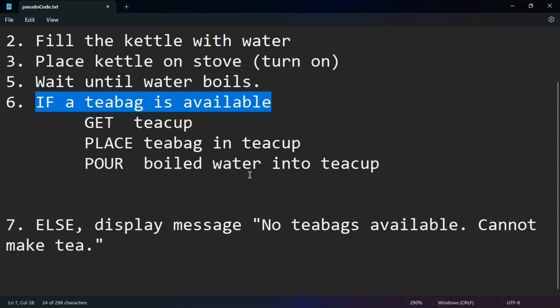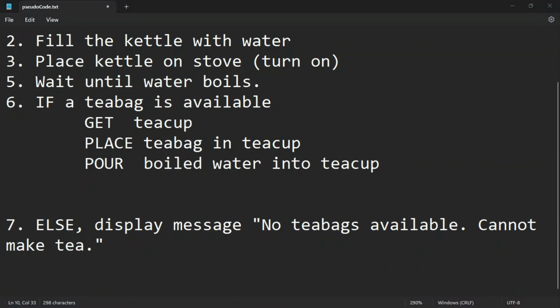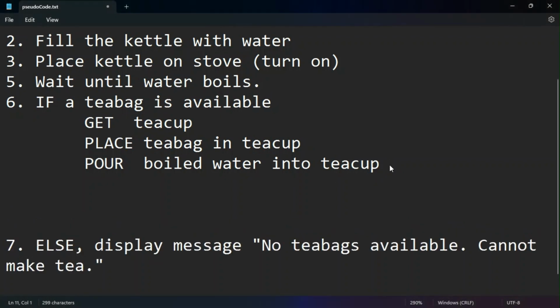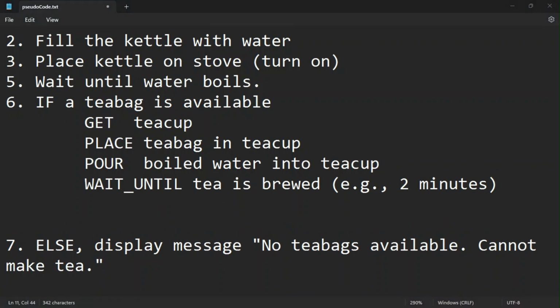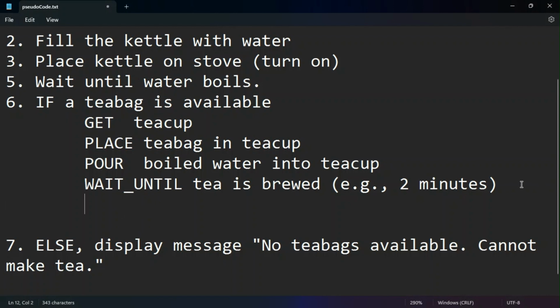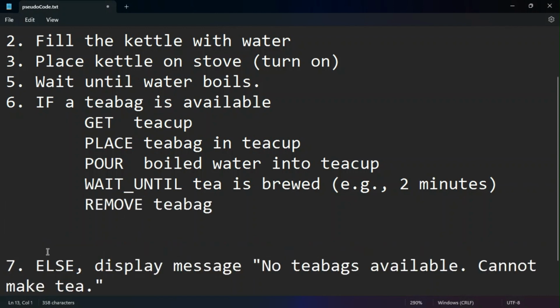So after we've poured the boiling or boiled water into the teacup, we probably want to let the tea bag sit for a while, let it brew, and once it's brewed enough, we could remove the tea bag or we could leave it in depending on how strong you like your tea.